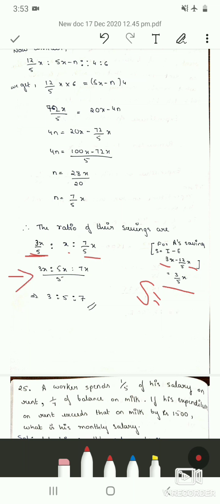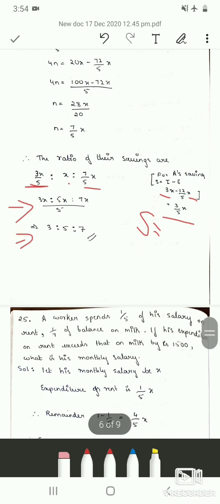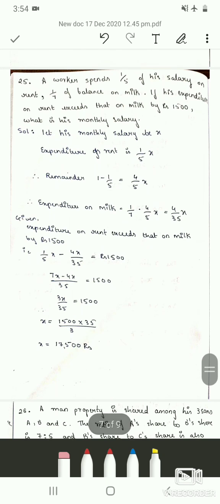And then find the LCM and simplify to the lowest form of the ratio. So the ratio of their savings is 3:5:7. So these types of problems are important for 5 marks.